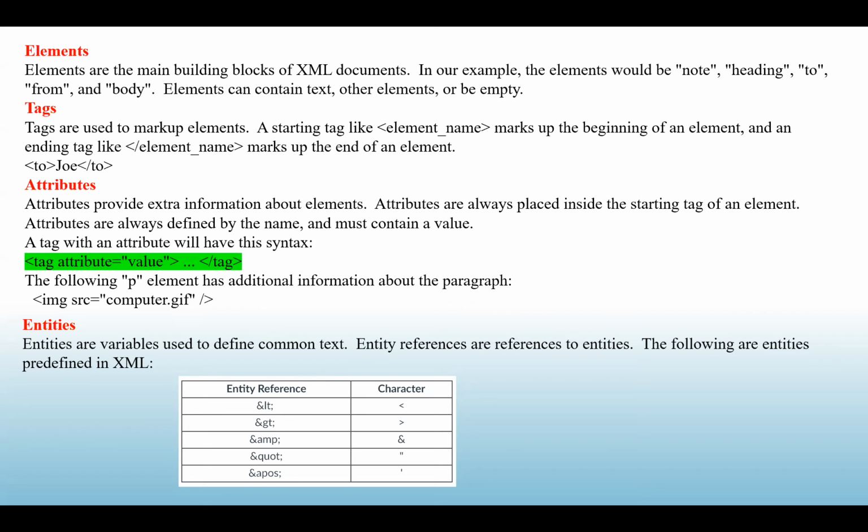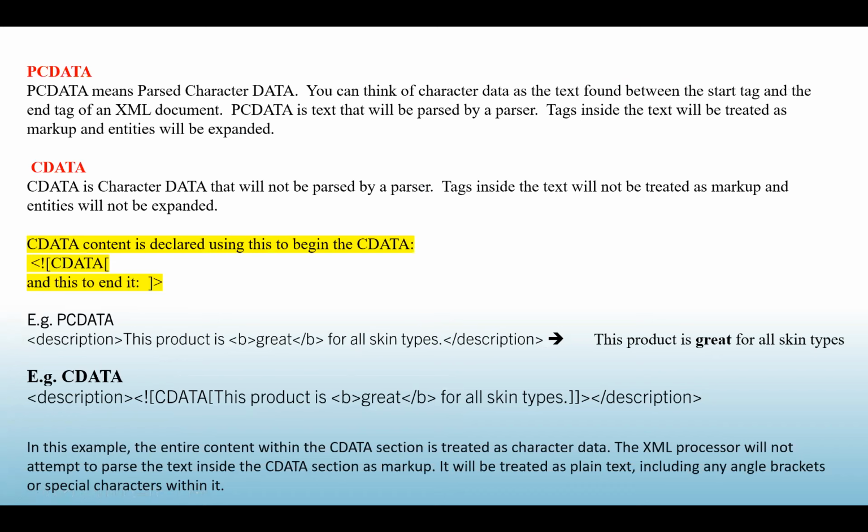There are two important terms that we have seen in today's lecture as well, and they are PCDATA and CDATA. So let's talk about it in a little bit of detail. PCDATA means parsed character data, and you can think of character data as the text found between the start tag and the end tag of the XML document. PCDATA is text that will be parsed by a parser, and tags inside the text will be treated as markup. Okay, and entities will be expanded.